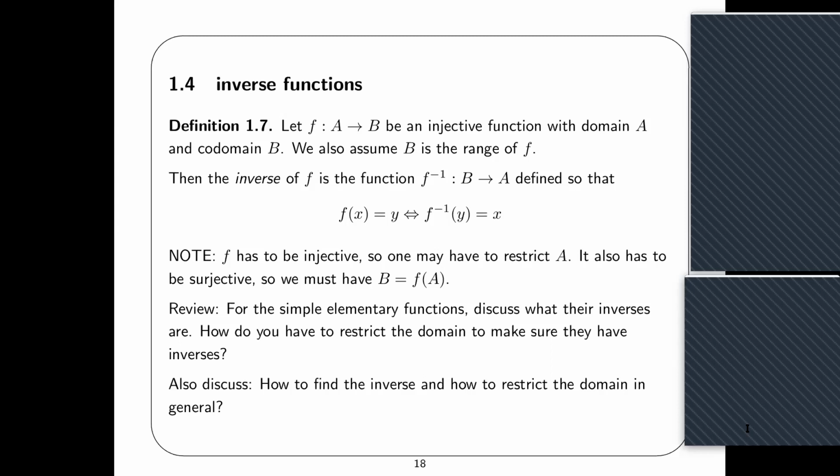How do you have to restrict the domain to make sure they have inverses? I mean, obviously you need to have non-negative real numbers and so forth. Well, for the exponential function, there seems to be no restriction at all. That's not a problem. What is the proper codomain for the exponential function so that it has an inverse?